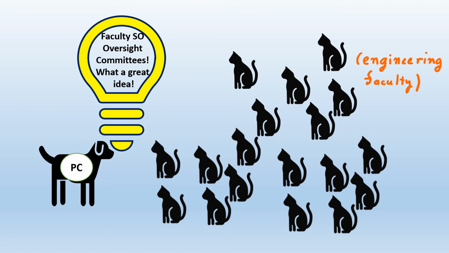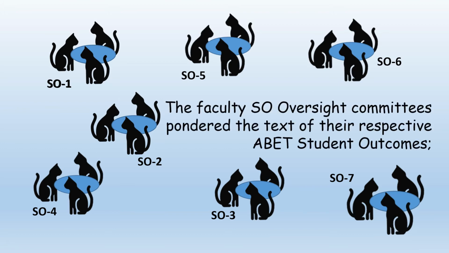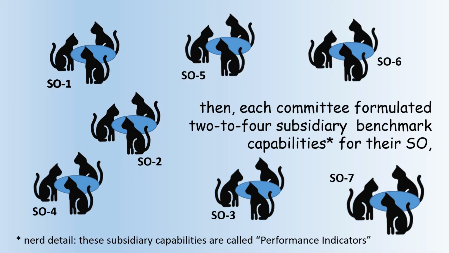Although skeptical, nearly half of the faculty ultimately agreed to serve on one or more of the newly formed 7 Faculty SO Oversight Committees. So PC individually convened each committee and gave each committee 3 tasks. First, the committee was asked to read the text of its ABET student outcome closely, including any related definitions in the ABET accreditation criteria. Second, the committee was asked to identify 2 to 4 core mechanical engineering student capabilities consistent with the text of the student outcome.